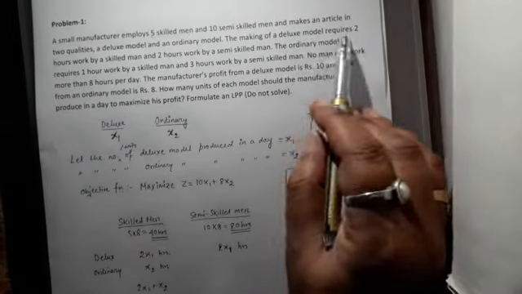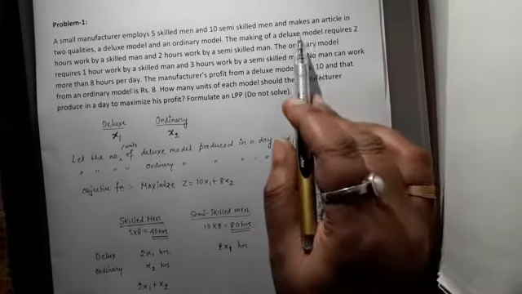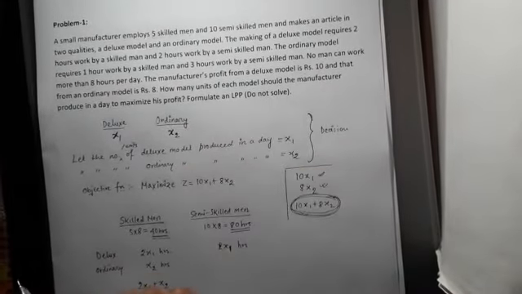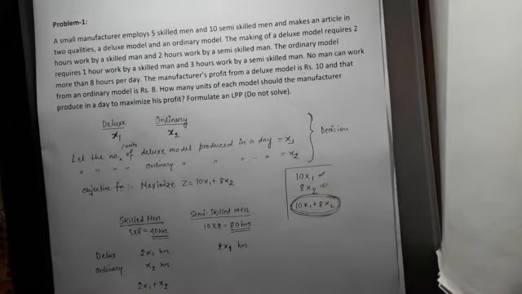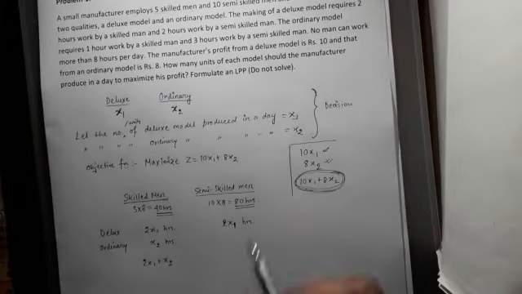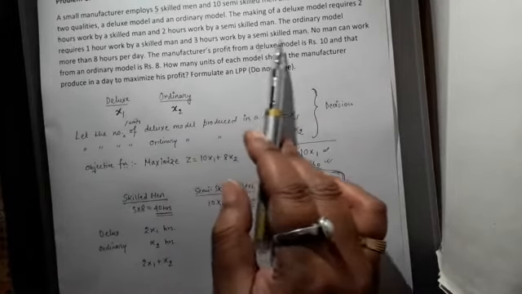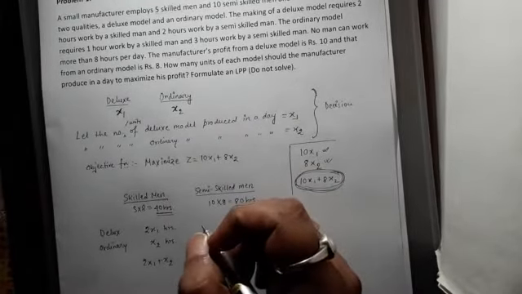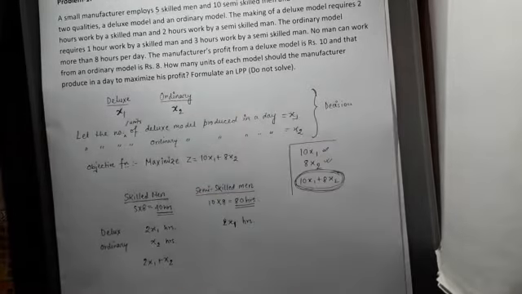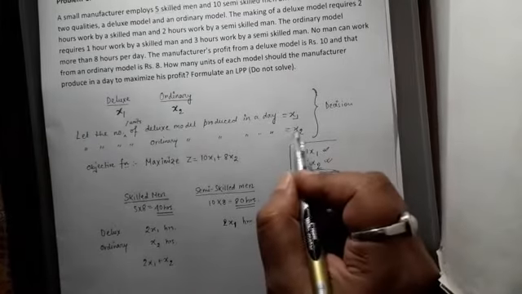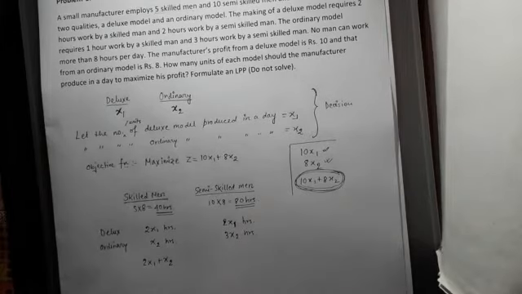For a deluxe model it requires 2 hours work by a semi-skilled man. So for 1 unit you need 2 hours work by a semi-skilled man. For x1 units of deluxe model you will need 2x1 hours for a semi-skilled man. Now similarly, for an ordinary model you need 3 hours work by a semi-skilled man. So for 1 unit of ordinary model you need 3 hours, and for x2 units of ordinary model you need 3x2 hours for a semi-skilled man.